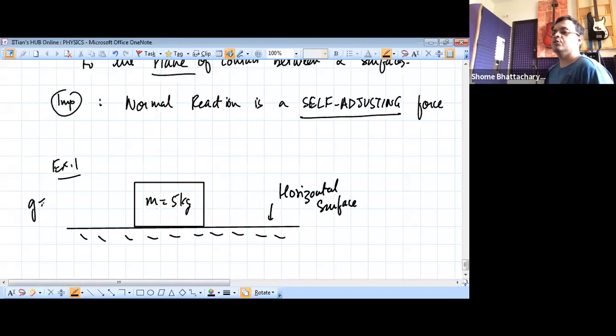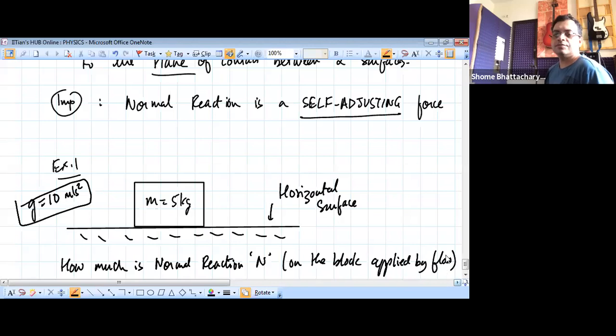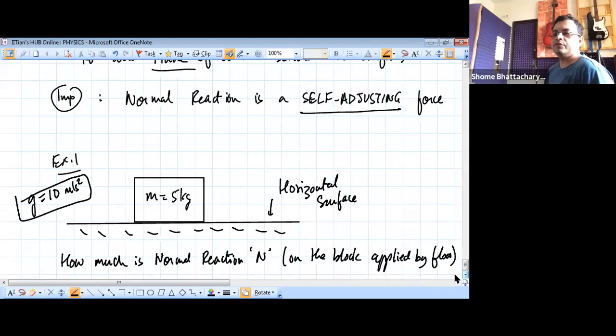And we take the value of acceleration due to gravity as the approximate value 10 meters per second squared. Now if I ask you in this example, how much is the normal reaction, denoted by the symbol N, on the block, applied by the floor? The answer is very simple. It's equal to mg. It's equal to 50 newtons.